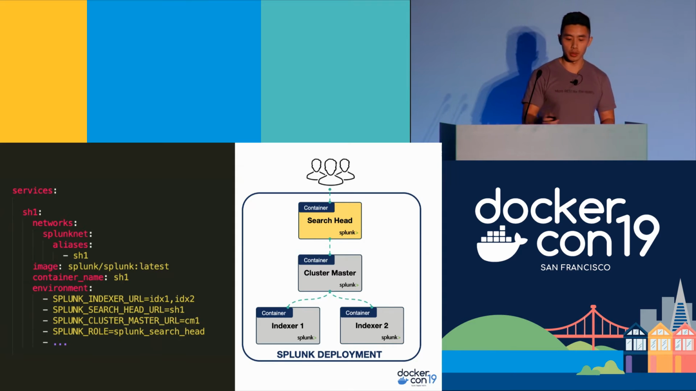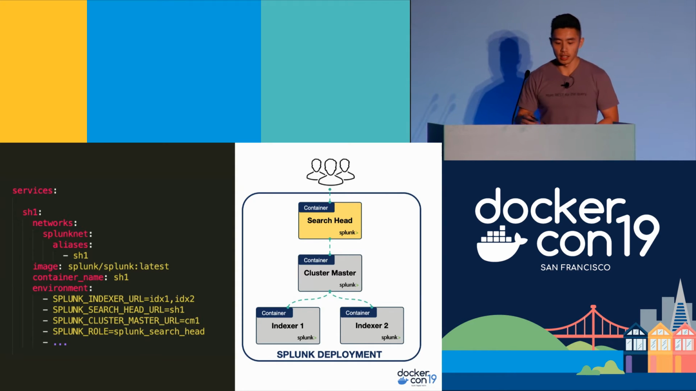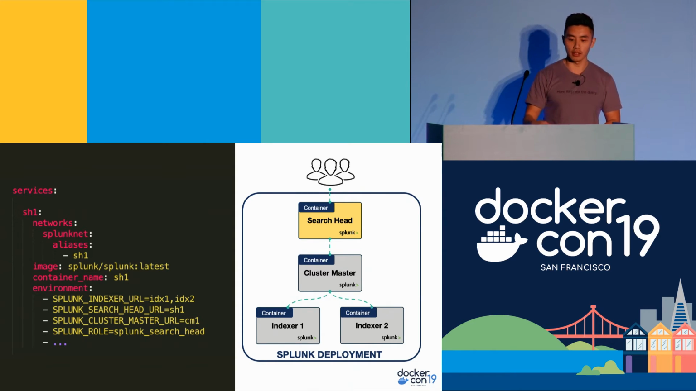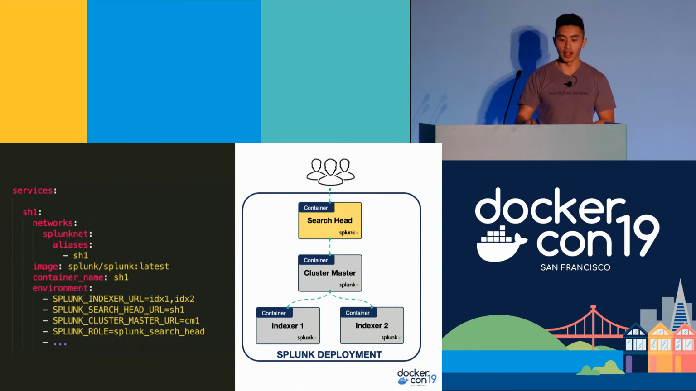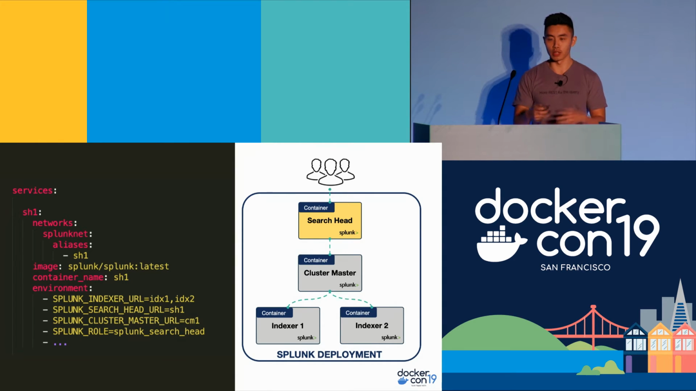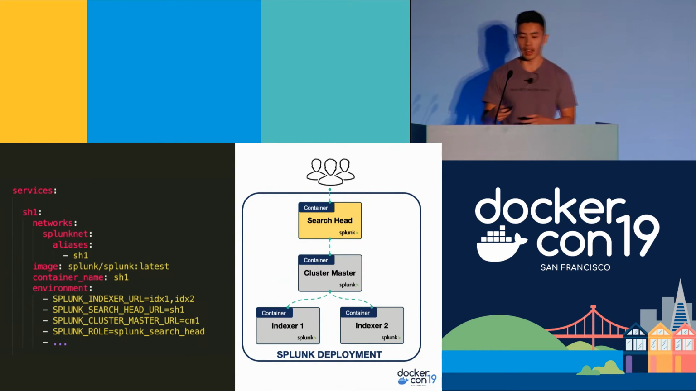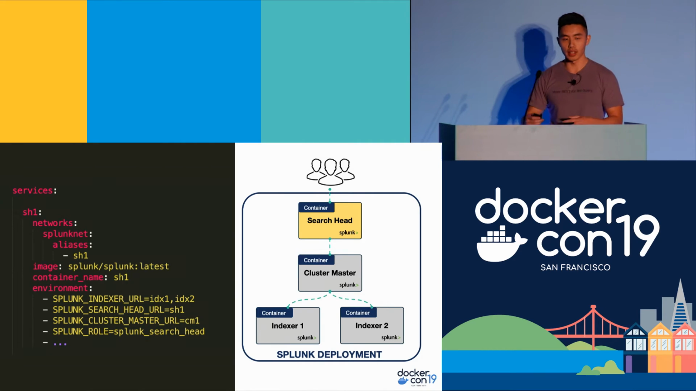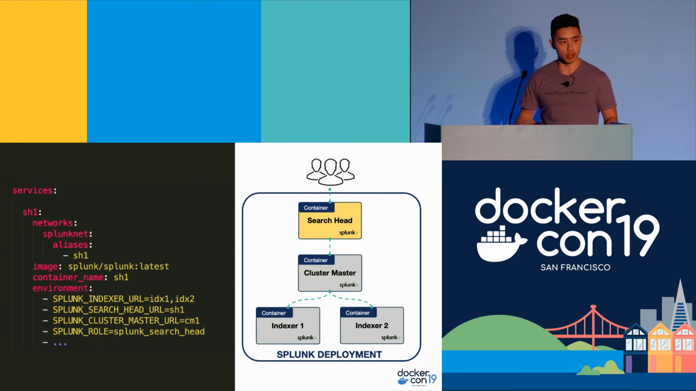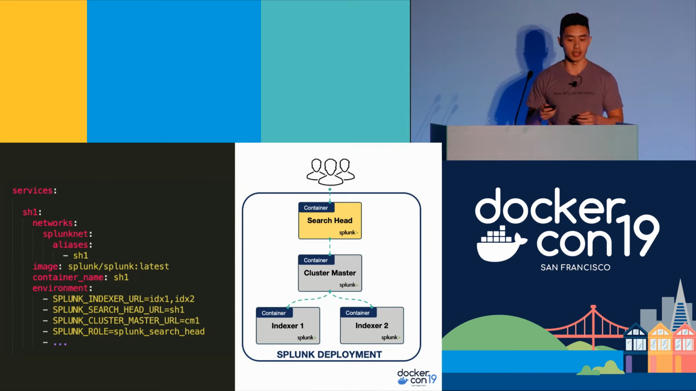So indexer1 and indexer2 are passed in. The searchhead1 is also passed in to itself. Cluster master 1 is available at the cluster master URL. And the primary difference here for this particular container is we have a Splunk role defined. So the Splunk role here acts as Splunk search head. So when this container brings itself up, the entry point will know to bootstrap itself as a search head and connect it to the various services in this topology.